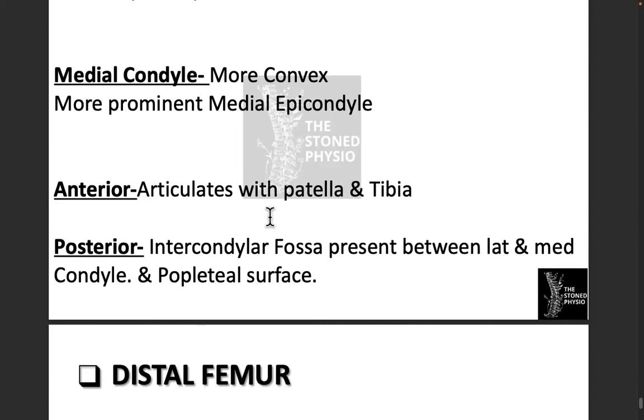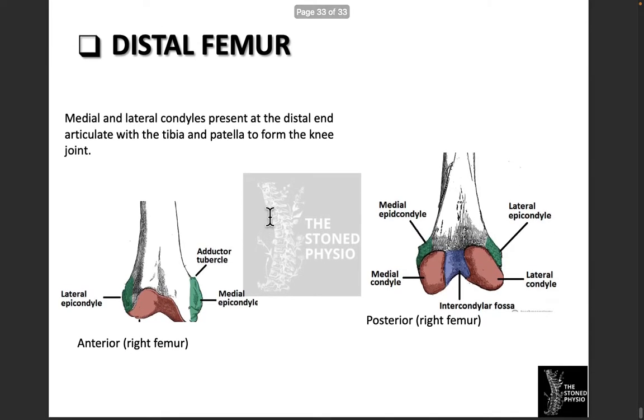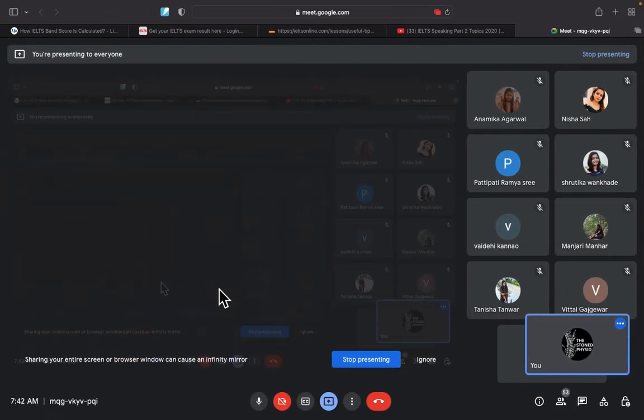On the anterior side we have this bone, the patella, and the patella is attached to the femur. Remember this: it does not have any attachment with the tibia. So we talk about the patellofemoral joint. We don't talk about the patellotibial joint. We talk about the patellofemoral joint.